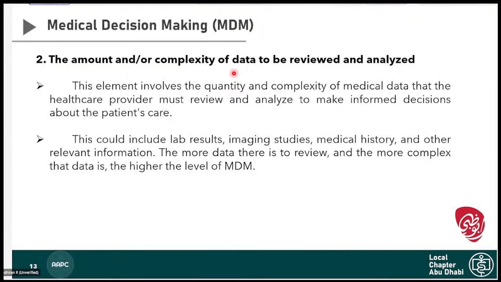Next we'll discuss the amount and/or complexity of data to be reviewed and analyzed. This is nothing but all the documents the provider utilized to treat the patient condition. Documents means lab results, imaging studies, medical history or other relevant information. Other relevant information is history collected from other persons. These are all called amount and/or complexity of data.